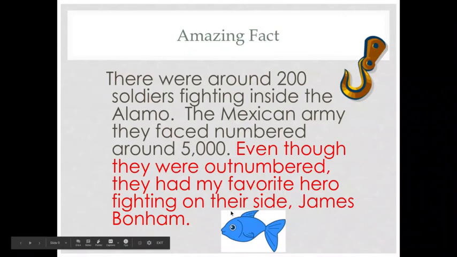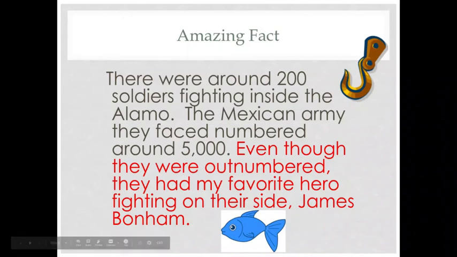So in this one, the opinion is my favorite hero is James Bonham, but you can't just put that on there. You have to put those two together in a way that makes sense. So I added, even though they were outnumbered, they had my favorite hero fighting on their side, James Bonham.